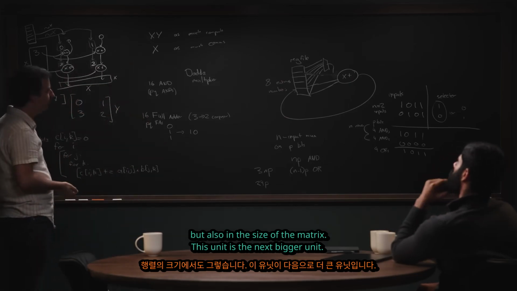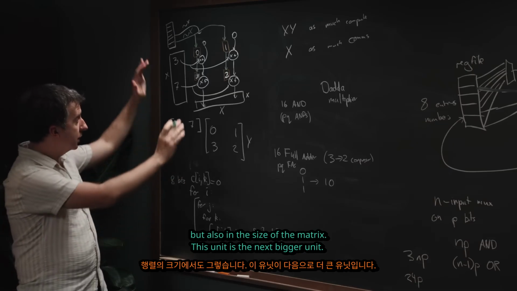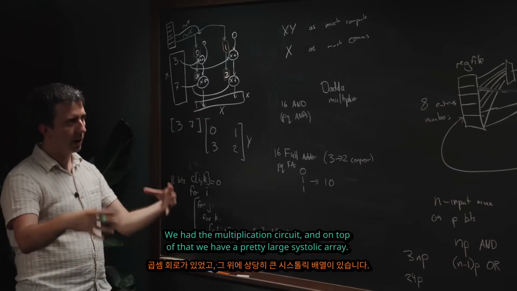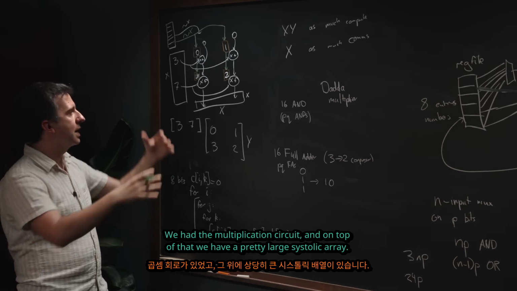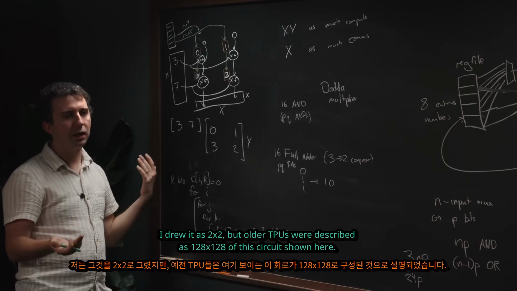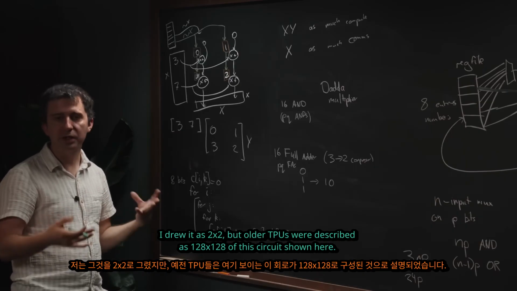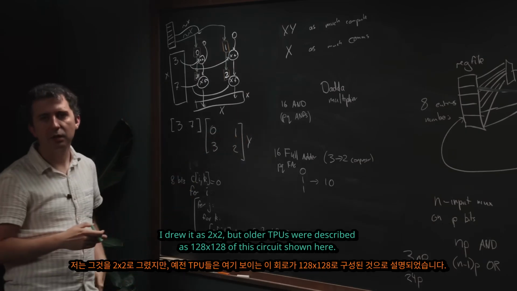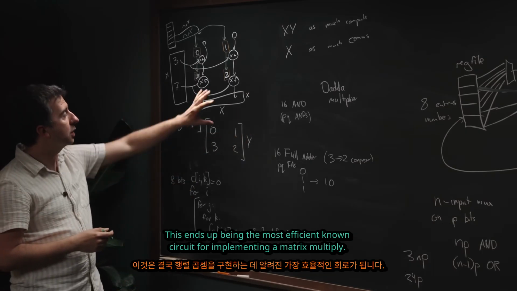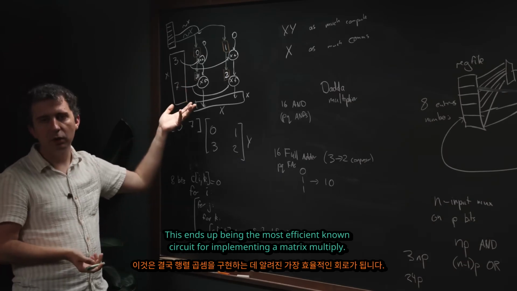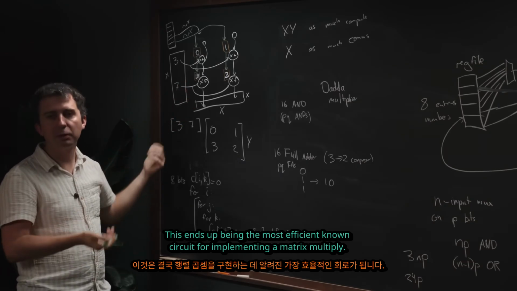Yeah, very interesting. So this unit is the next bigger unit. We had the multiplication circuit, and then on top of that we have a pretty large systolic array. I drew it as 2 by 2, but for example in older TPUs they were described as 128 by 128 of this circuit shown here, and this ends up being the most efficient known circuit for implementing a matrix multiply.